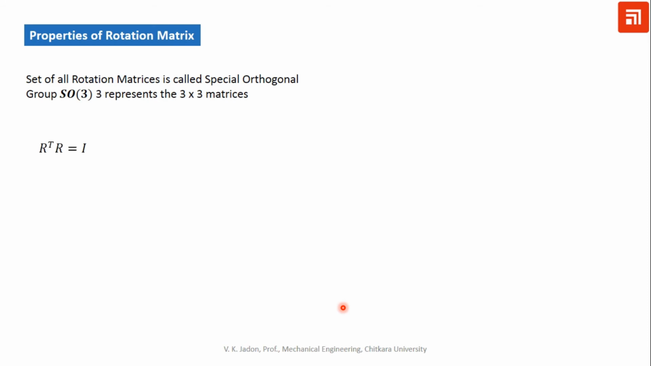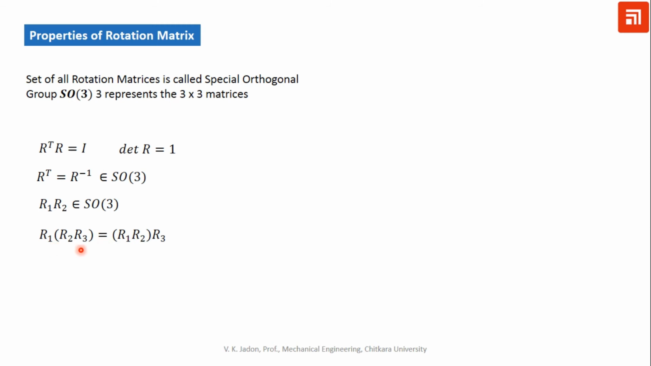The properties of rotation matrices: they form the special orthogonal group, where R transpose is equal to R inverse, and R transpose times R will be the identity matrix. The product of any two rotation matrices is also special orthogonal, and the associative law also holds good, whether we take R1 R2 R3 or R2 R1 R2 R3 grouping, but the sequence we cannot change. This we have already discussed.